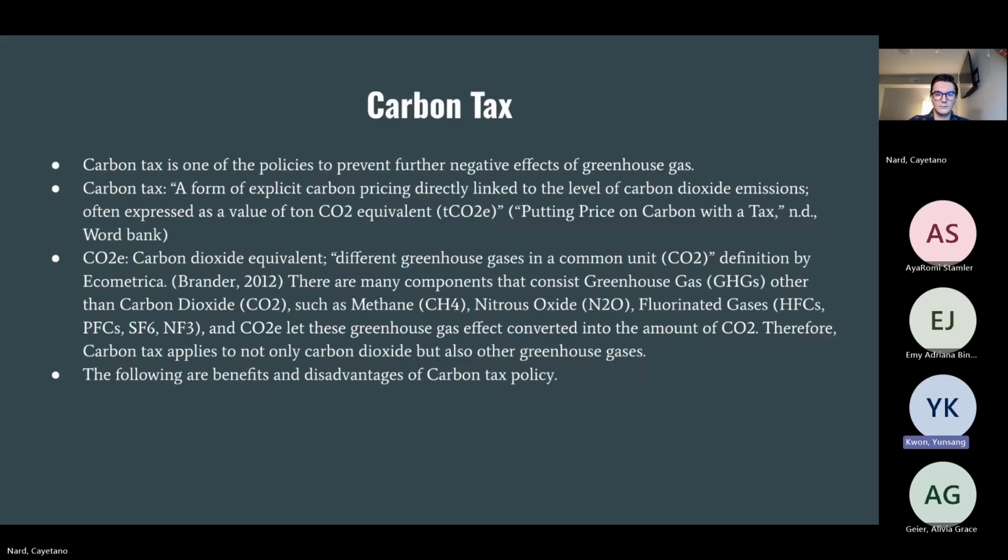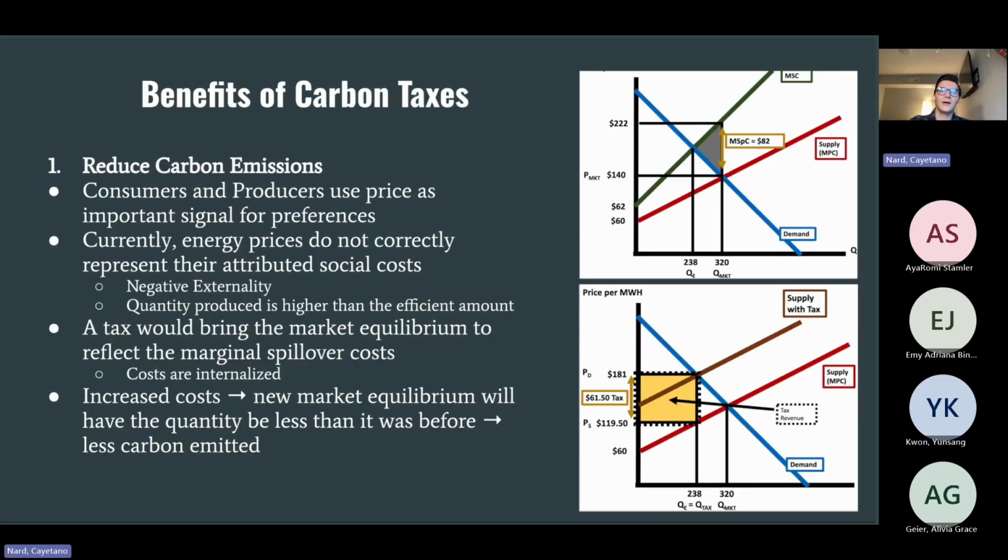The following are benefits and disadvantages of carbon tax policy. So the main obvious benefit of carbon taxes is the reduction of carbon emissions. Carbon producers use price as a very important signal to determine how much they will demand and supply. Currently, energy prices are not correctly representative of their social costs, and this creates a negative externality where the quantity produced is higher than what should be, or the efficient amount.